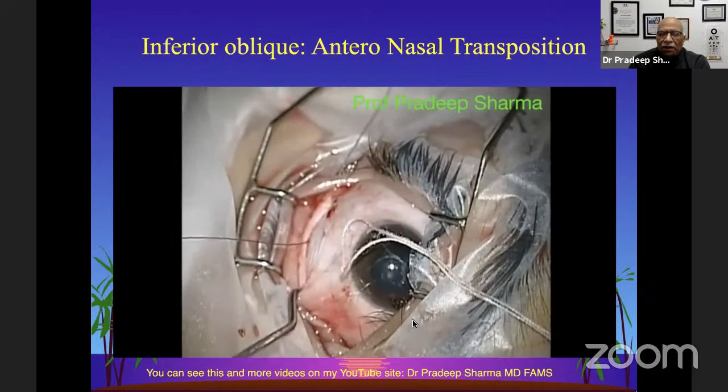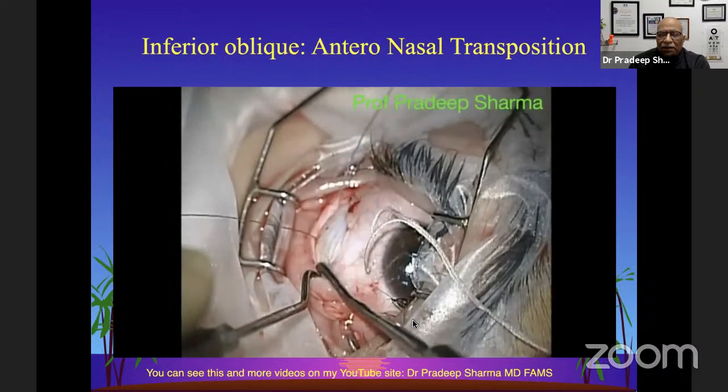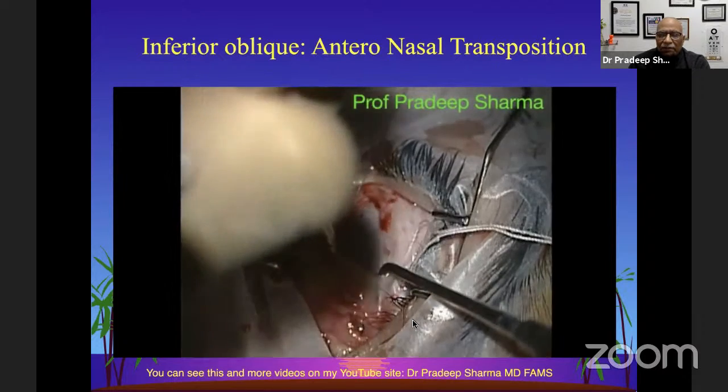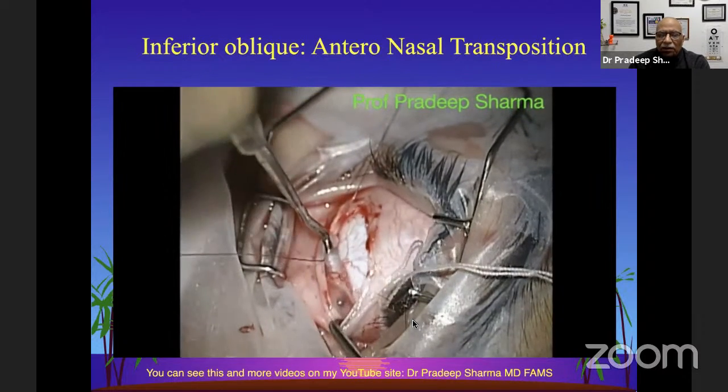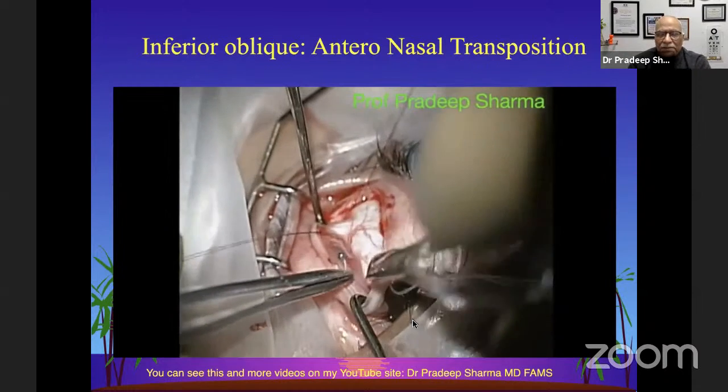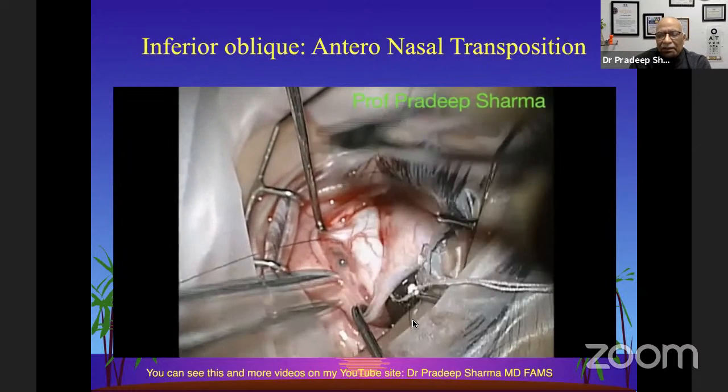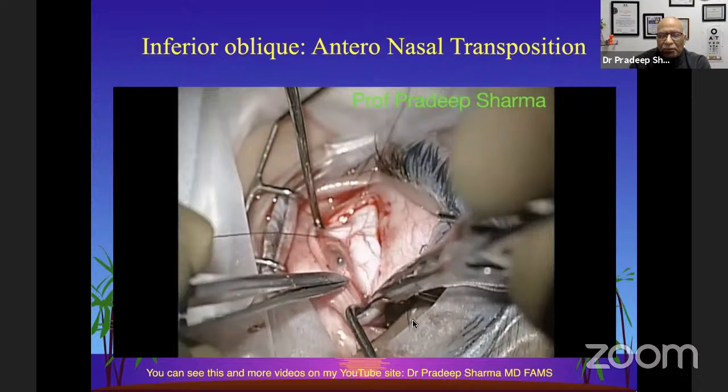Now, this is the inferior oblique in which we have passed sutures already. The inferior rectus is being hooked, and now it is being brought into the focus. And on the other side, nasal side, the intermuscular septum is snipped.